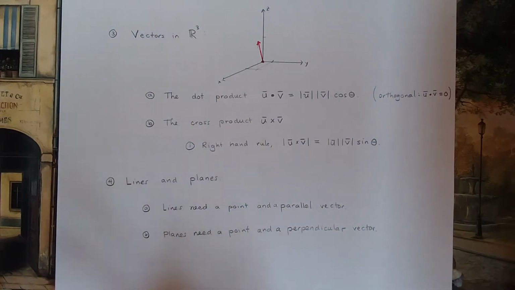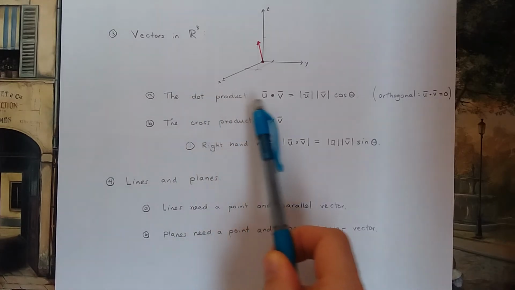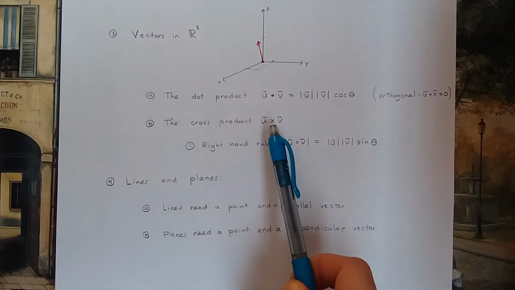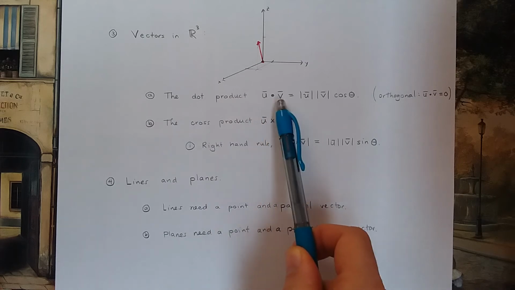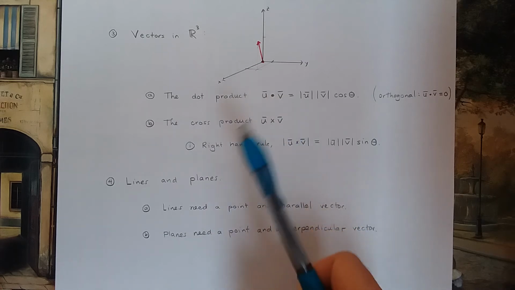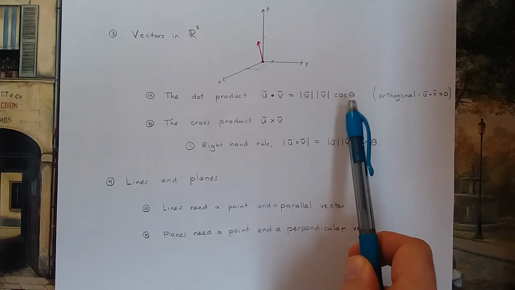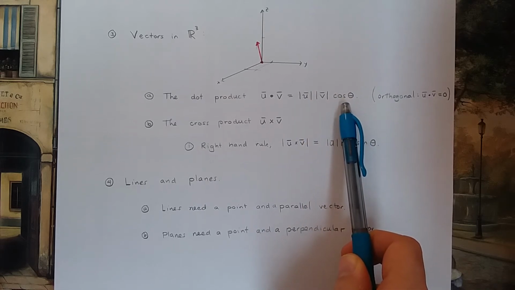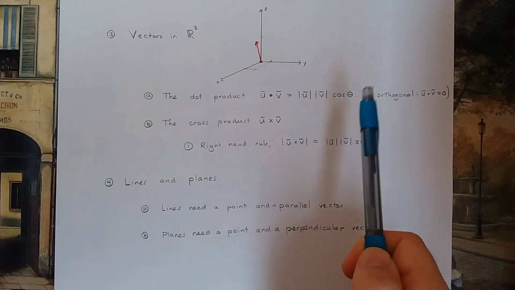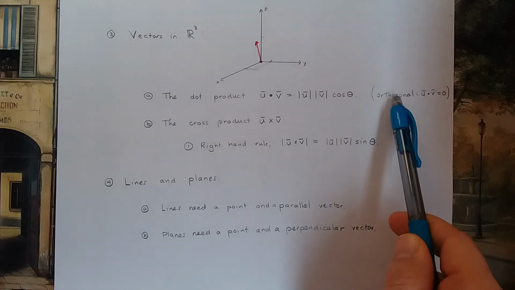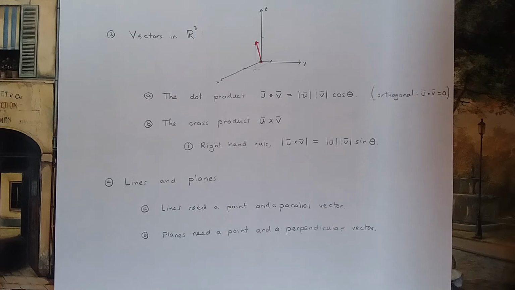The two most important operations on vectors that we've discussed are the dot product and the cross product. The dot product is a pretty simple calculation. The reason why people care about it is because it tells you information about the angle between two vectors. And if the angle between two vectors is 90 degrees, we say that those vectors are orthogonal.